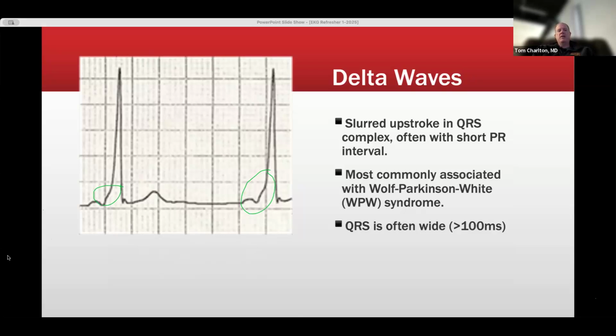But if somebody with Wolff-Parkinson-White is having SVT, when we give adenosine it can cause some really weird dysrhythmias, including VFib, unfortunately. So it's always a good idea to have pads on somebody when you're going to be giving adenosine.